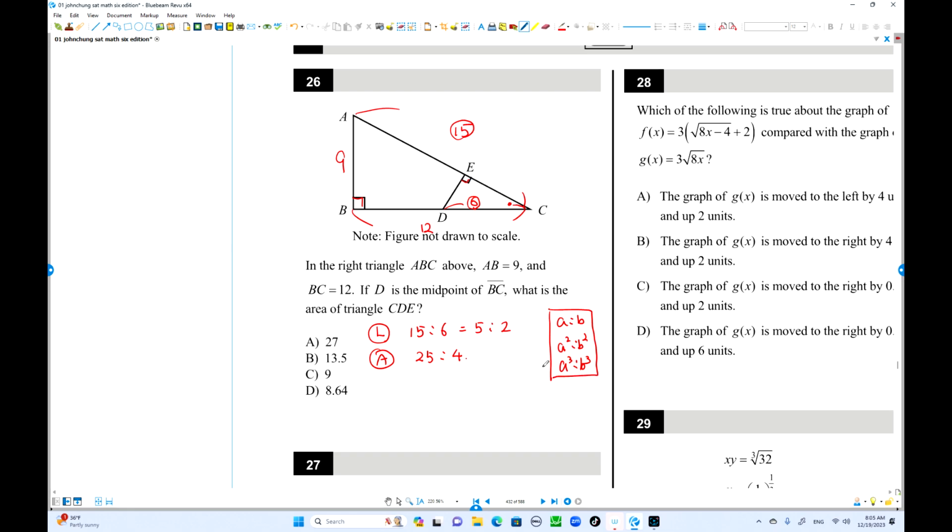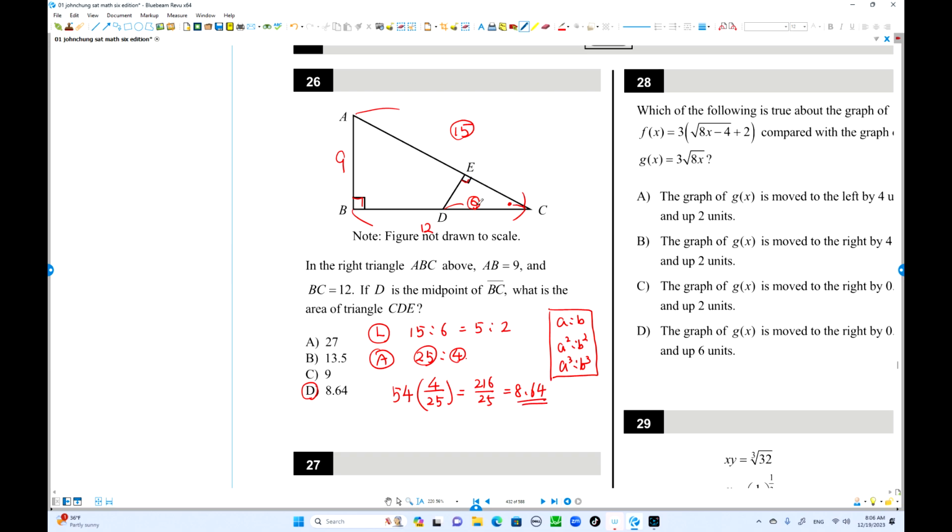So what is the area of this triangle ABC? 9 times 12 is 108 divided by 2 is what? 54, right? But the ratio is 4 out of 25, okay? So 4 over 25. You multiply this one. This is how much? 216 over 25 equals what? 8.64, right? That is the answer.